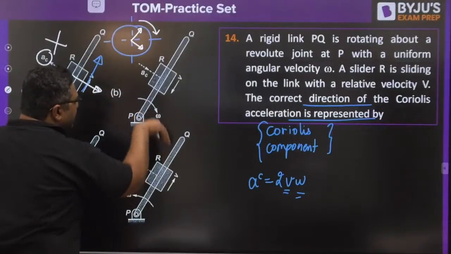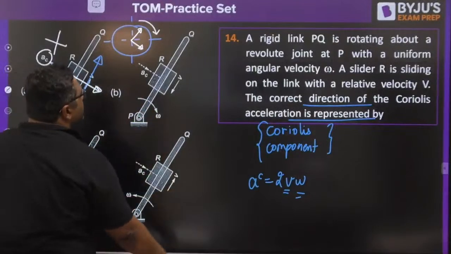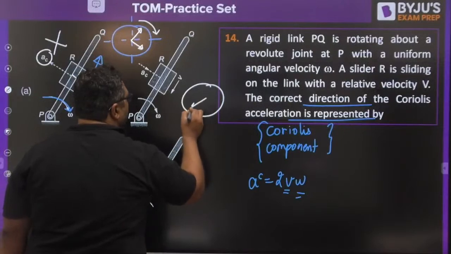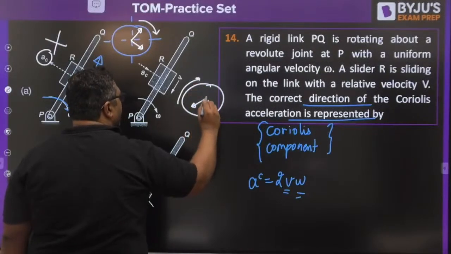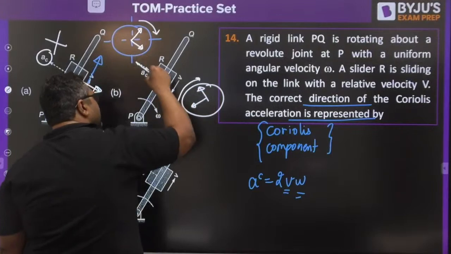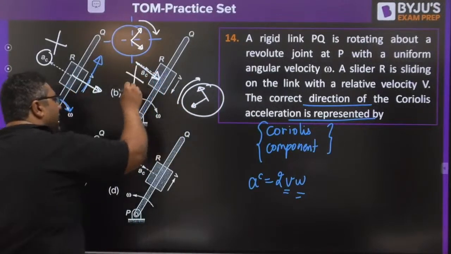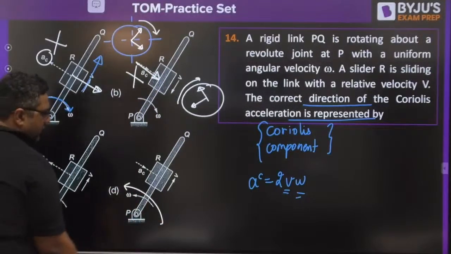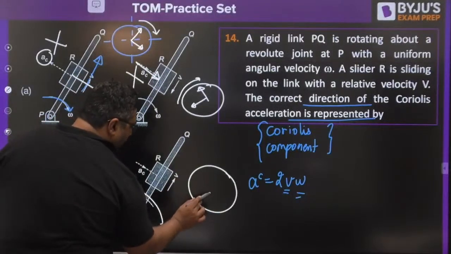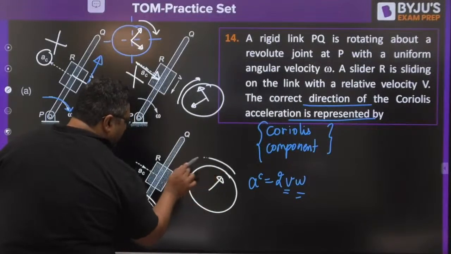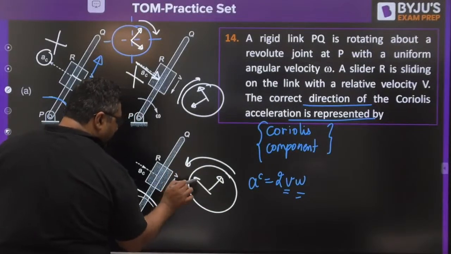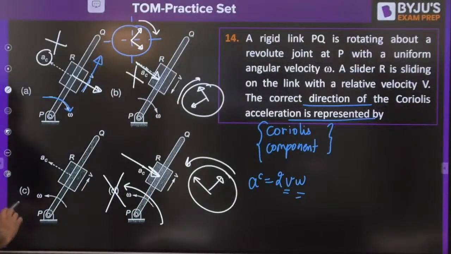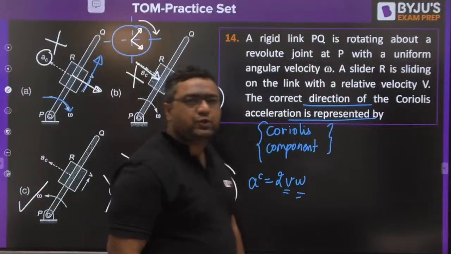Here also omega is given in this direction, clockwise. So when it is clockwise, this time velocity is given in this way. If you rotate this by 90 degrees clockwise, it will come here. But acceleration is given in this direction, which is opposite to the correct one, wrong. If you see this option, my dear, this is anti-clockwise. If you check the clock, this is the time. If it is going to move anti-clockwise, it will be reaching here. But here it is given in this direction, so this is wrong. So obviously when all three are wrong, C is going to be the right option.